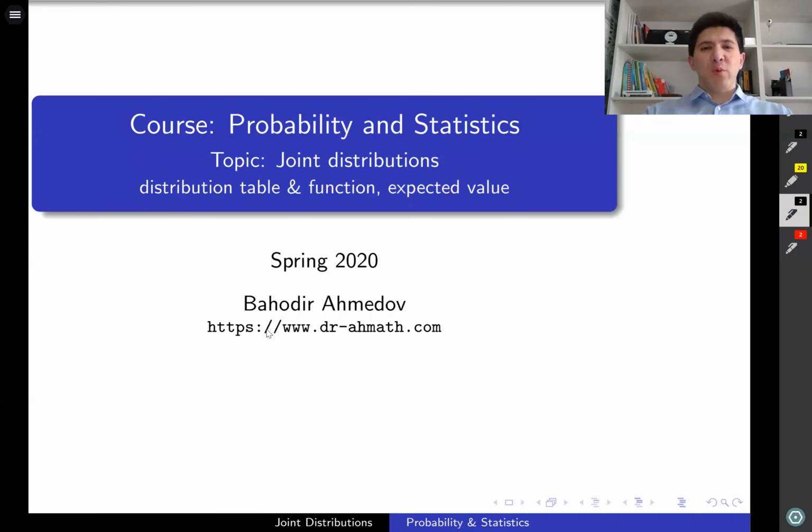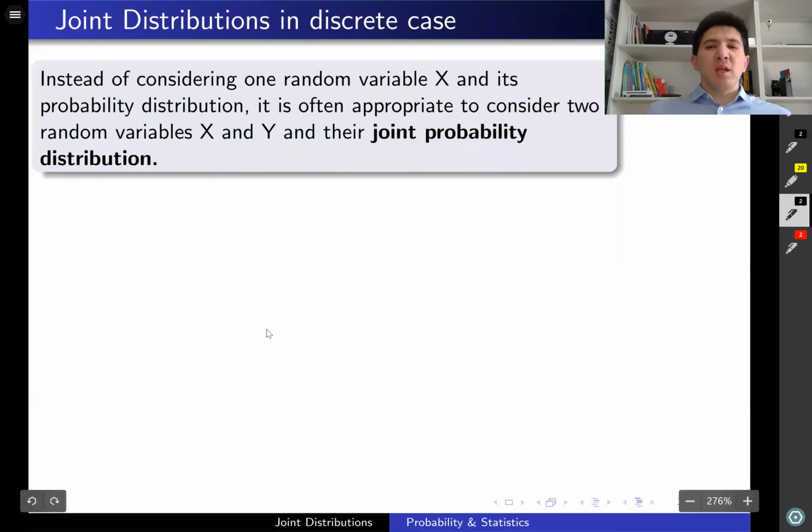Hi, this is a quick review of the joint distribution tables and functions, and also the expected values. At the end, we're going to solve some problems as well. So we use probability distributions in order to explain the behavior of some random variables.